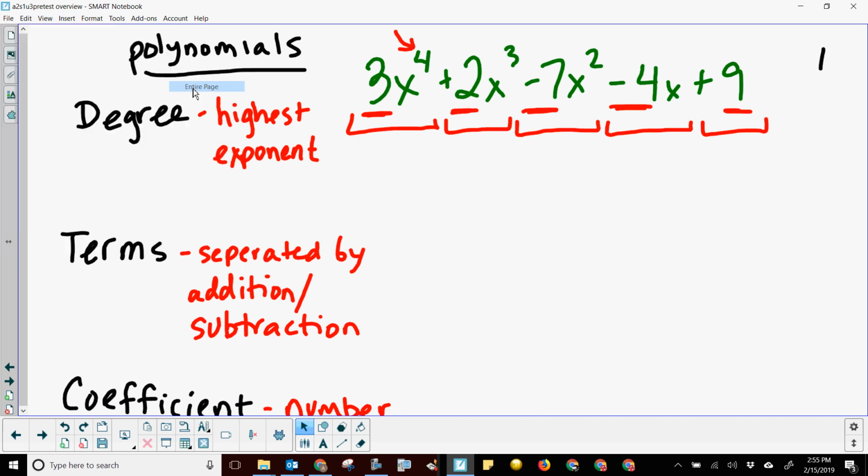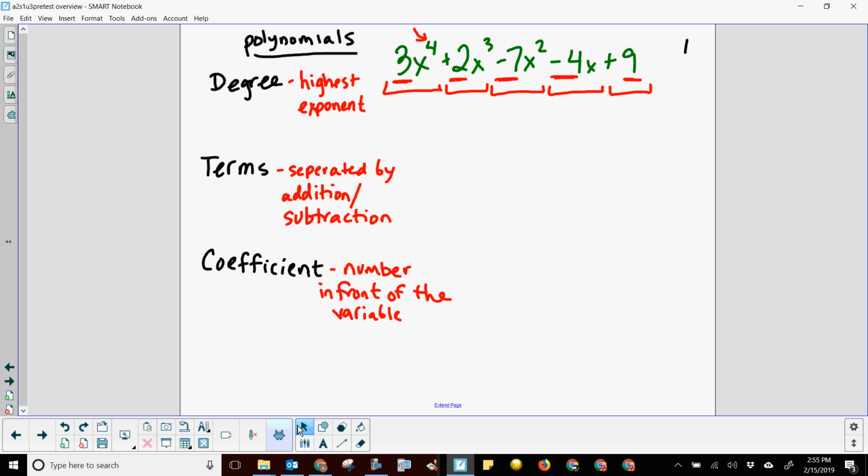Let's view the entire page. Let's make things easy. Okay, so polynomials, they have like three things about them. If they ask for the degree, it's the highest exponent, whatever it is. It is very possible for the exponent not to be in the very front, but you're looking for the highest one, no matter where it is. Terms are separated by plus, so this one would have a degree of 4.